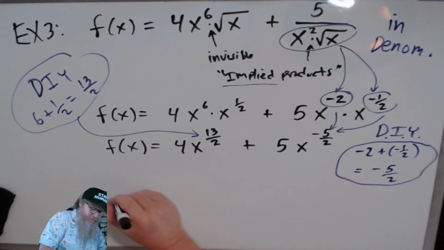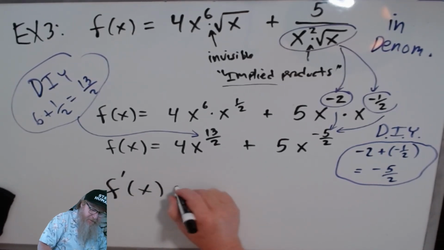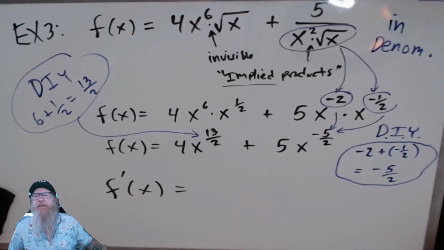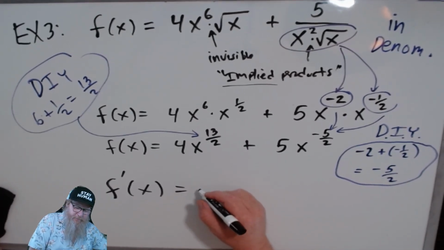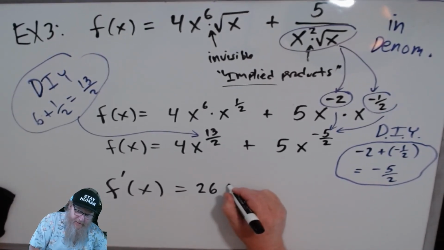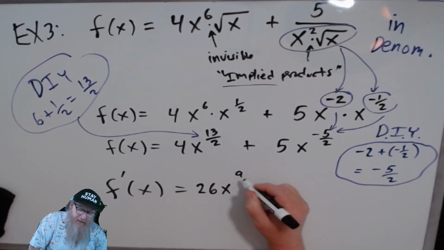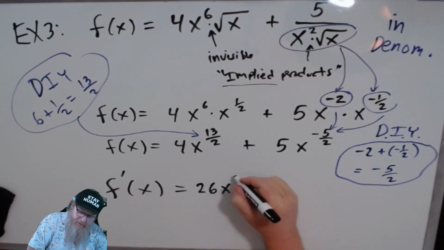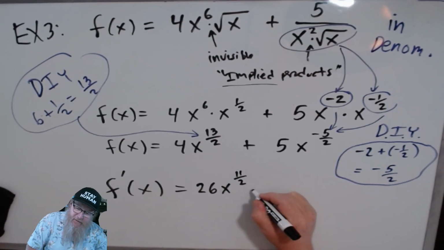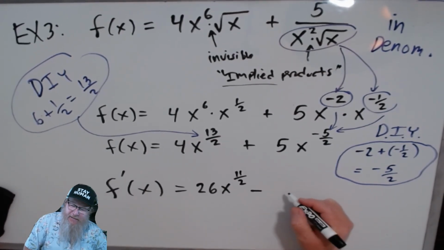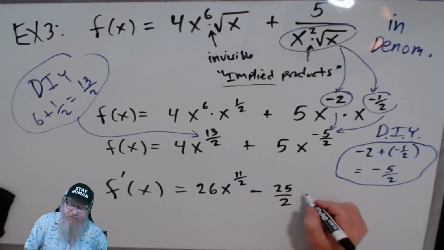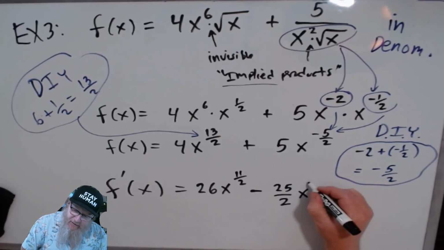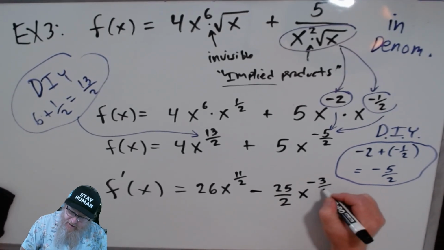All right. And now we're ready for the derivative. So the derivative is the next step. We're going to use the power rule. That's going to be 26 x to the 11 halves minus 25 halves x to the negative 3 halves.